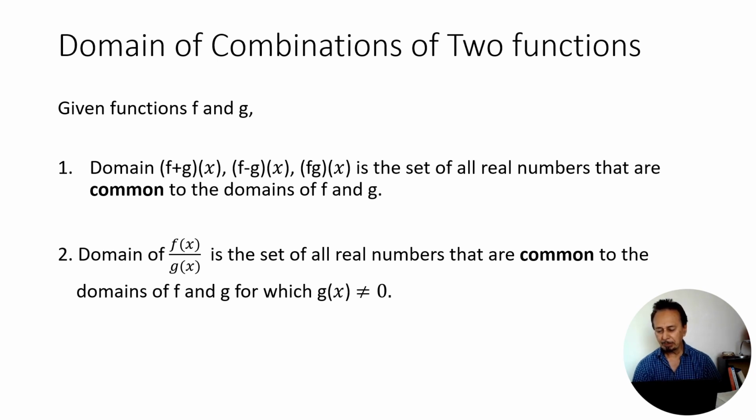Domain of combinations of two functions. Given functions f and g. Number 1. The domain of f plus g, f minus g, or f times g defined over x is the set of all real numbers that are common to the domains of f and g. Number 2. The domain of f of x over g of x is the set of all real numbers that are common to the domains of f and g for which g of x is not equal to 0.